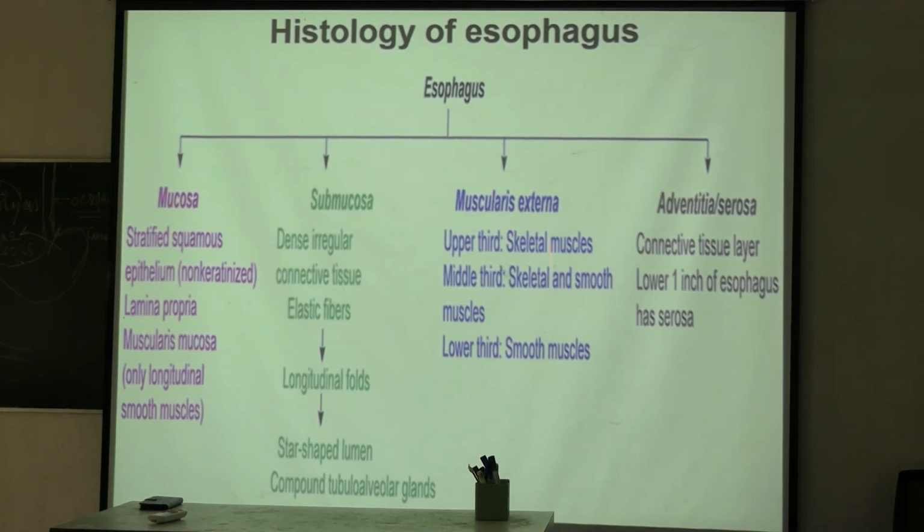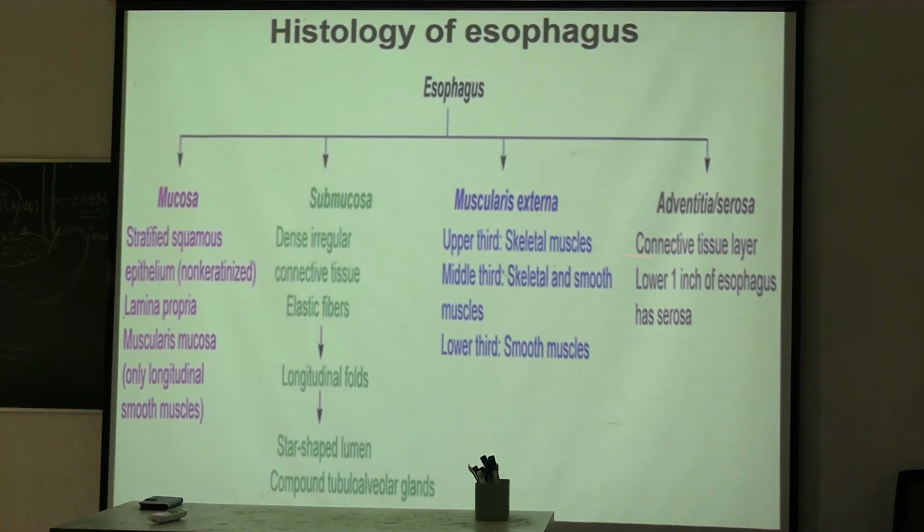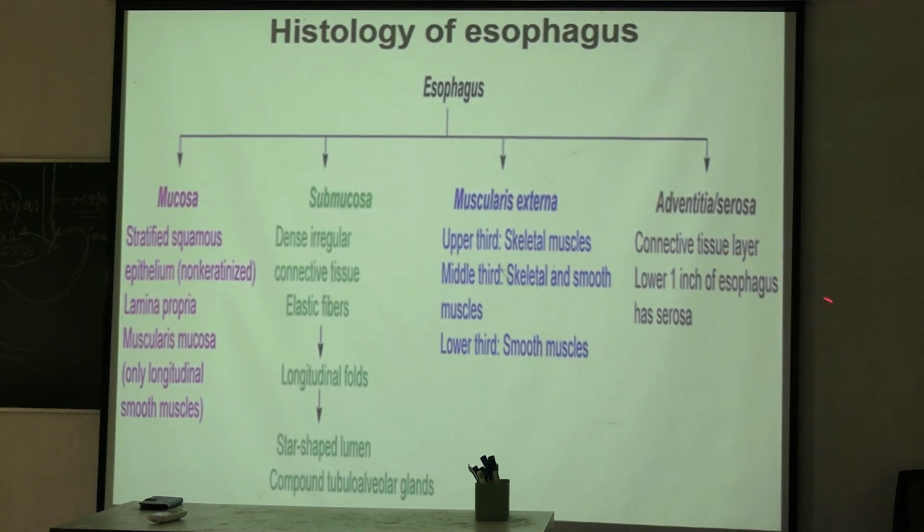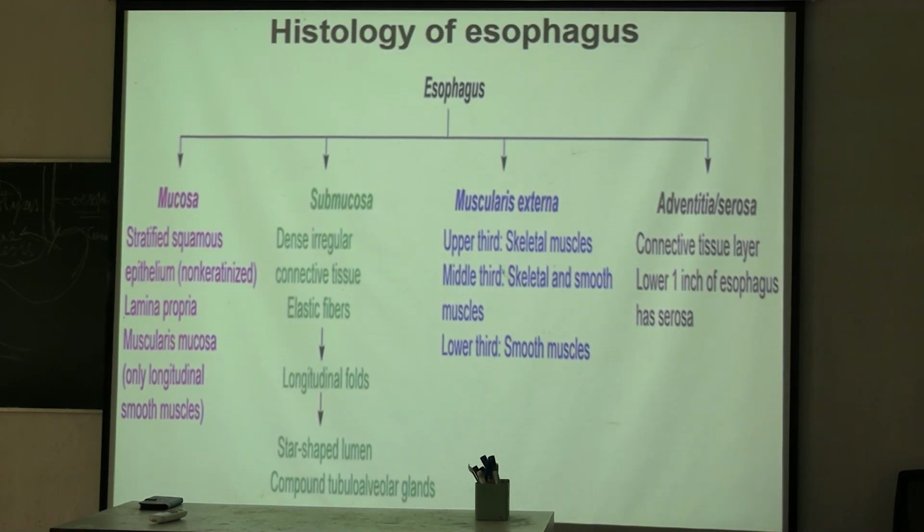Next is muscularis externa: upper third skeletal muscle, middle third both skeletal and smooth, lower third smooth muscles. And adventitia or serosa, it is a connective tissue layer. The lower 1 inch of esophagus has the serosa.